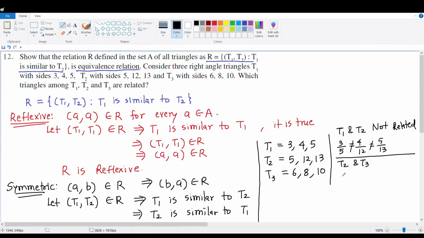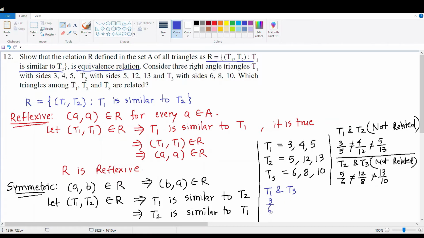So 5 over 6 equals 12 over 8 equals 13 over 10. Again, not true. So these are again not related. So T1 is not related to T2, and T2 is not related to T3. We can still check one more, which is T1 and T3. That means first and last.